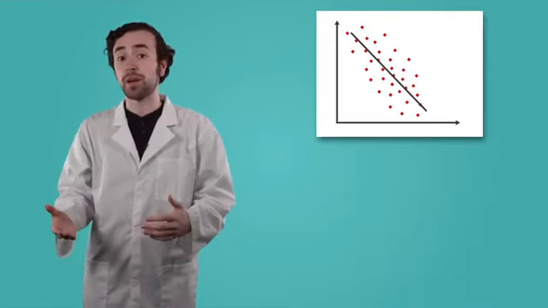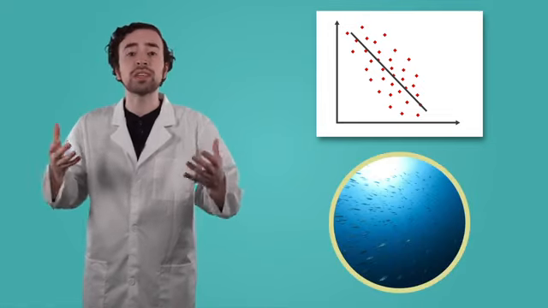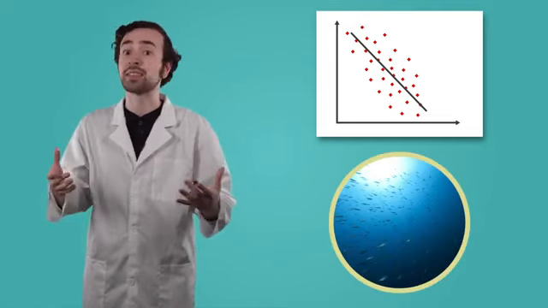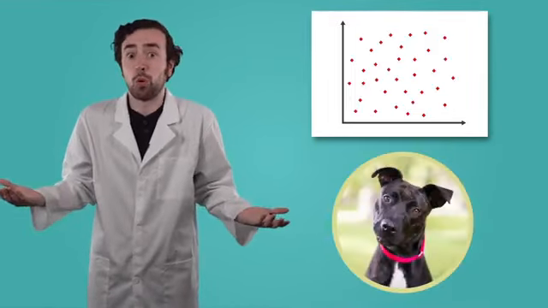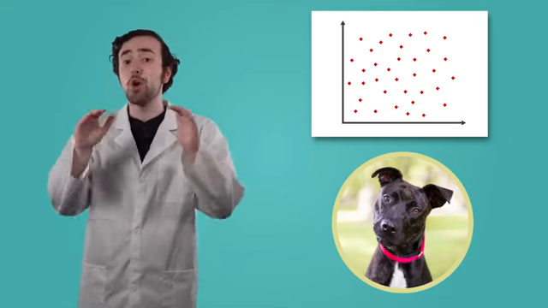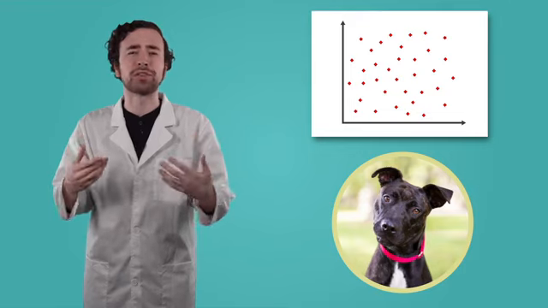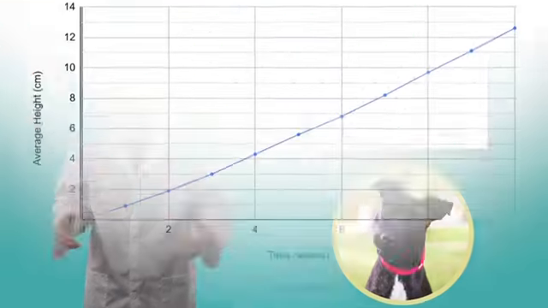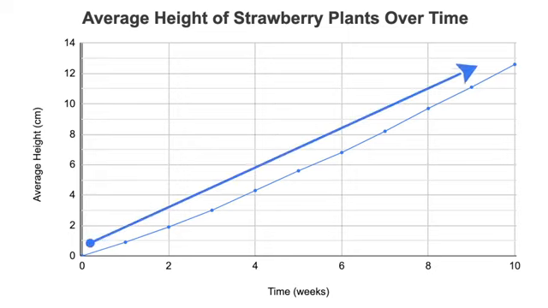Other times, one variable will increase as the other decreases, like how the amount of light in the ocean decreases as the depth increases. Finally, there could also just be no correlation at all, like how we'd see no pattern if we graphed the correlation between a dog's eye color and the length of their fur. Do you think there's a correlation between the height of my strawberry plants and time? If you said yes, then you're correct. The height of the plants increases as time increases.